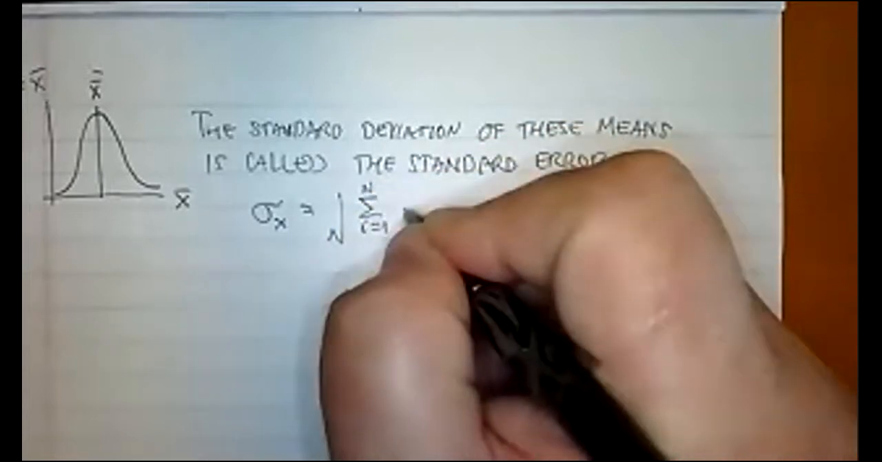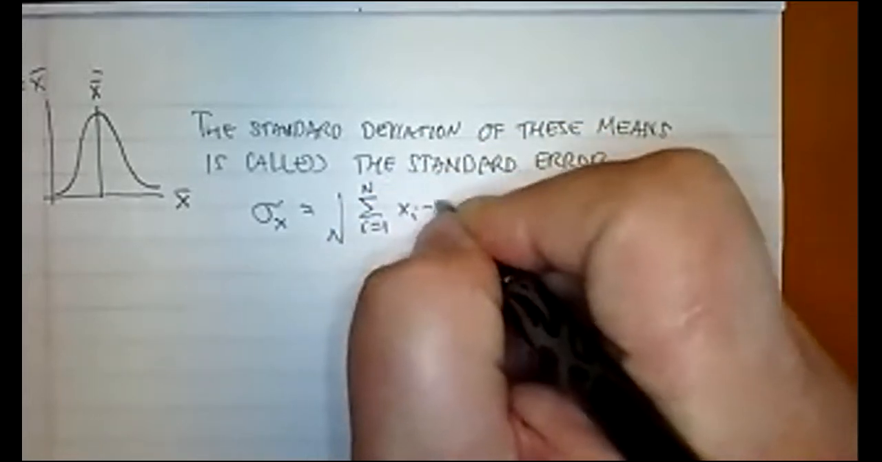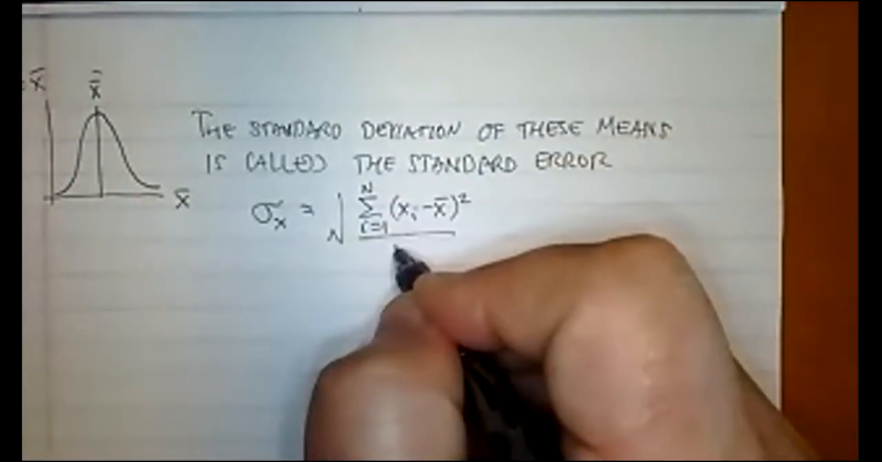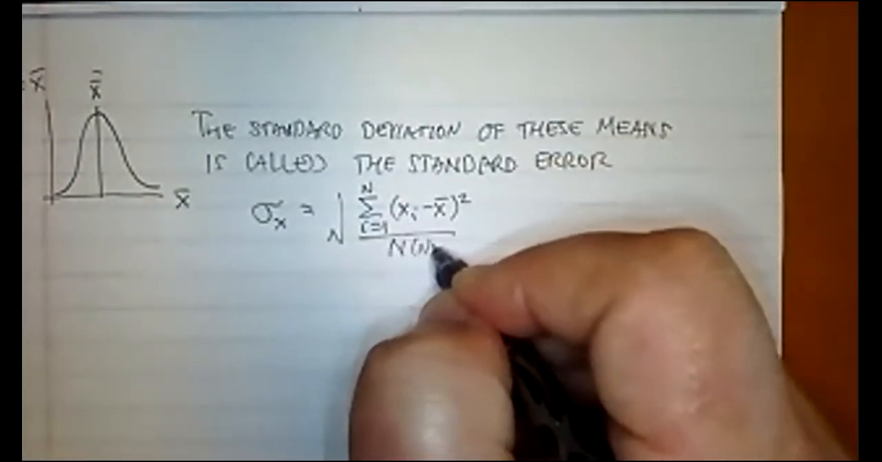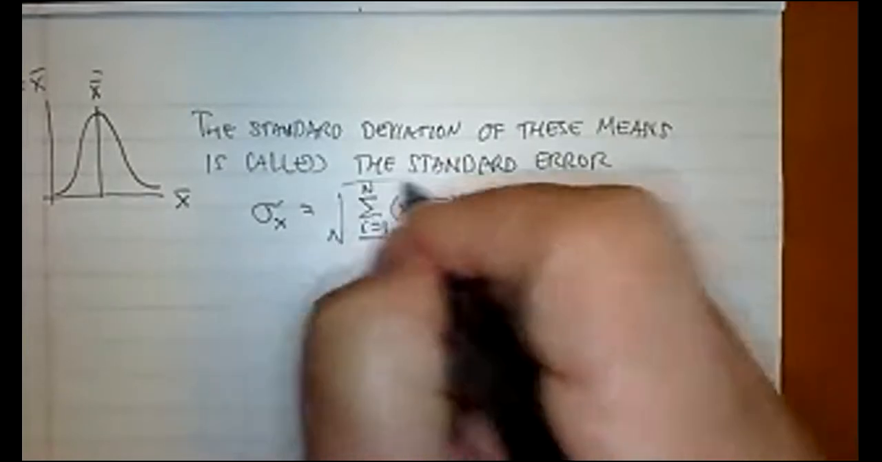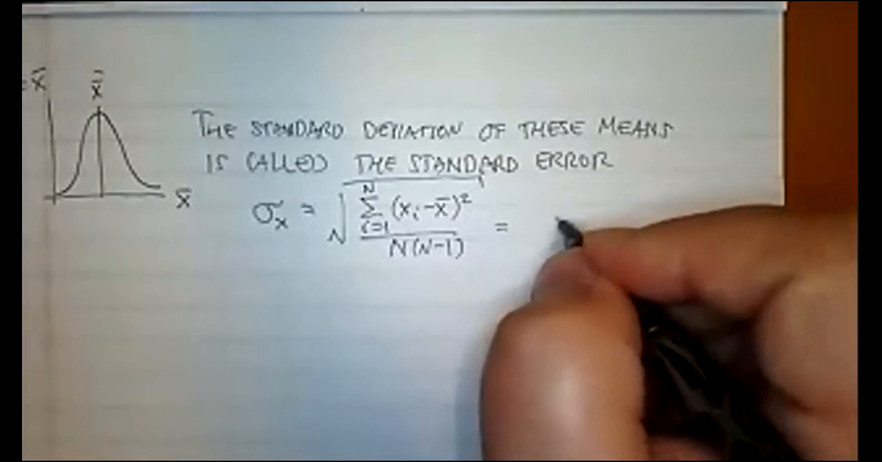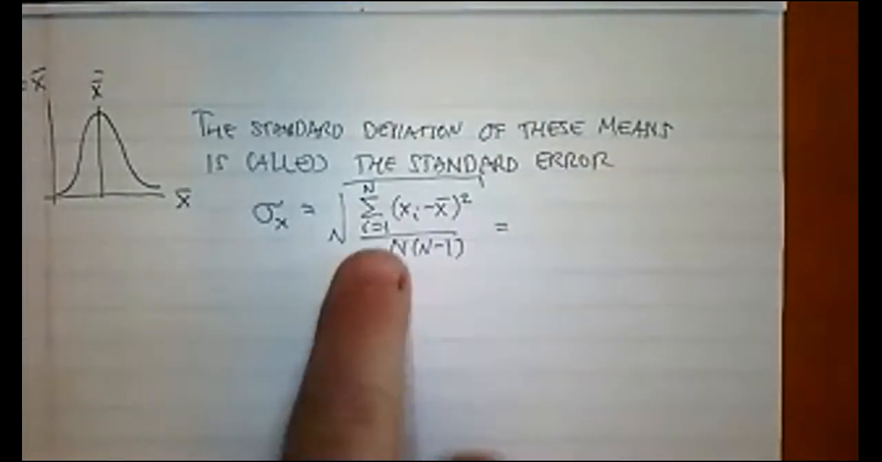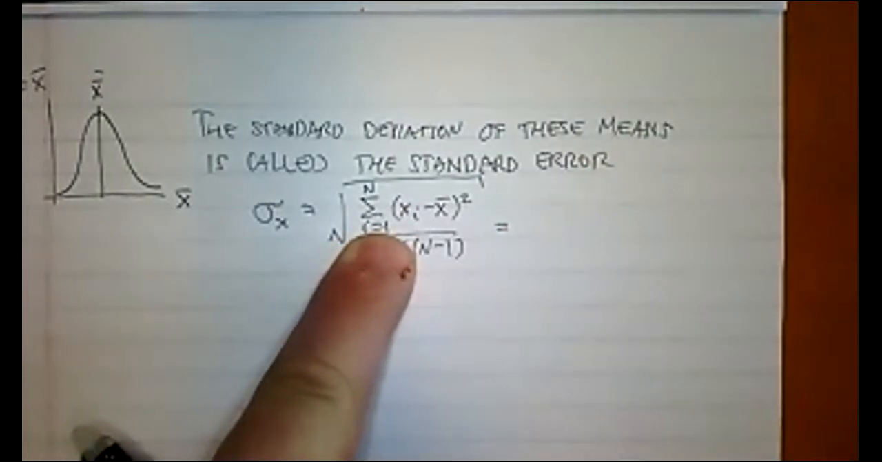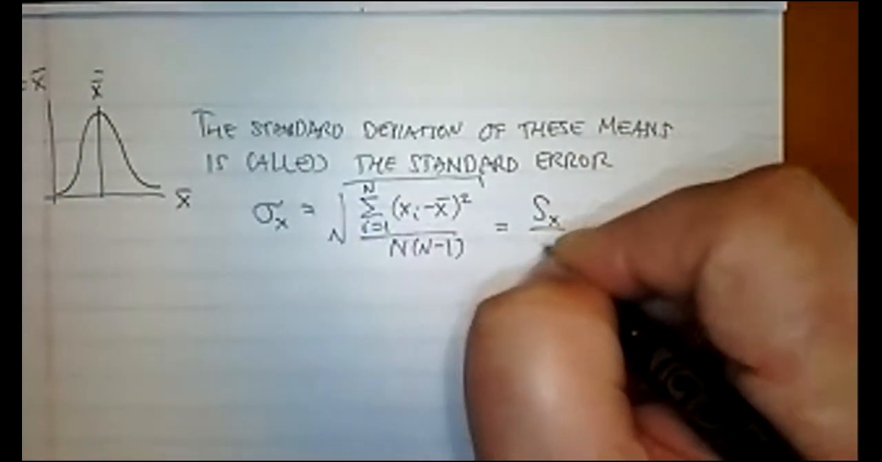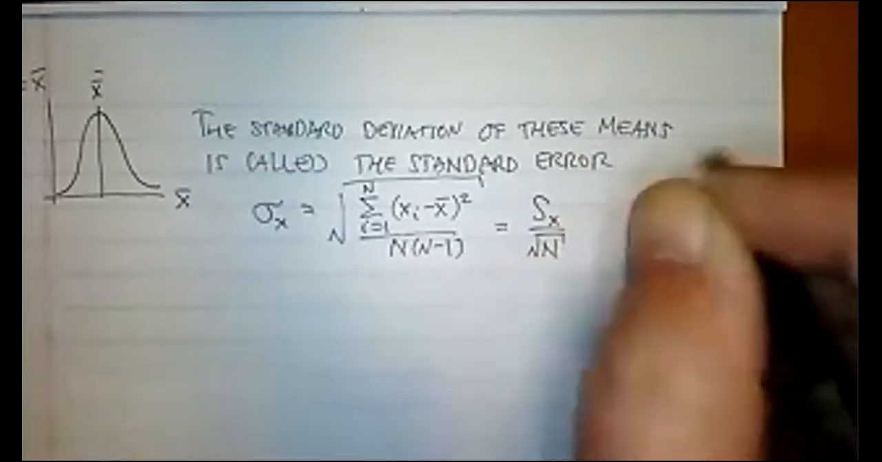of x sub i minus x bar squared over n and then times n-1. Which makes that formula look really ugly and hard to calculate. But really, if you remember the formula for standard deviation, it just lacked that n. So it really is just the standard deviation divided by the square root of the number of trials.